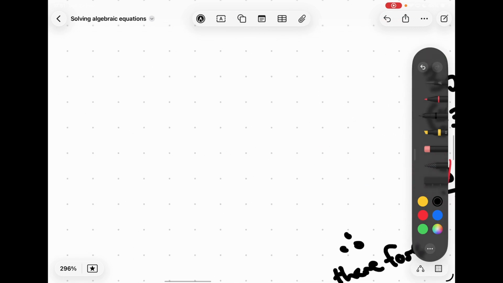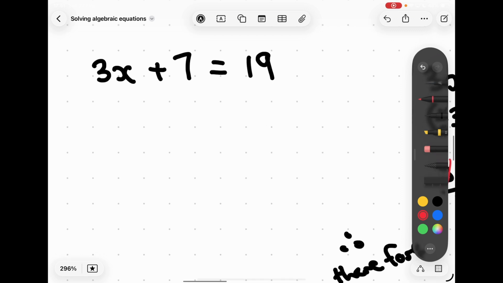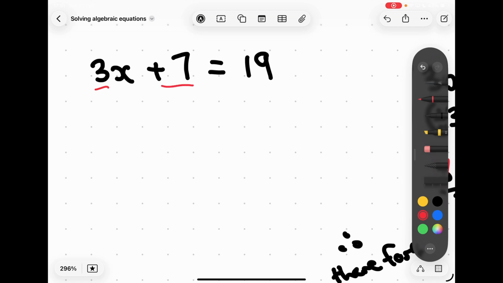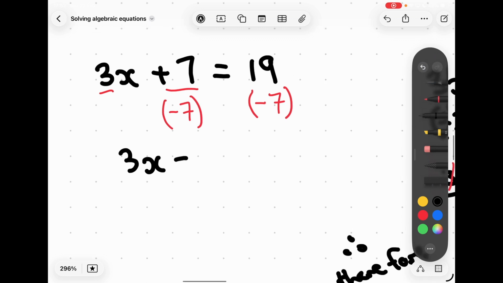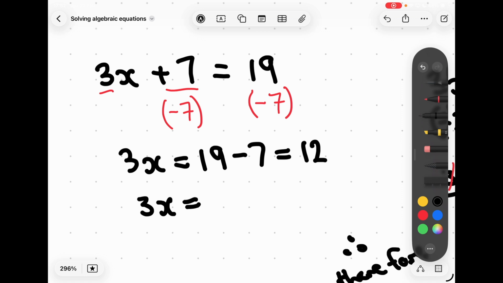Now, what about 3x plus 7 is equal to 19. So we're going to look at the last thing that we're doing to our variable. So first we're timesing it by 3, and then we're adding 7. So the last thing we're doing is plus 7. So to reverse that, we're going to minus 7 on both sides. Then we get 3x is equal to 19 minus 7 is equal to 12. So now we have 3x is equal to 12.